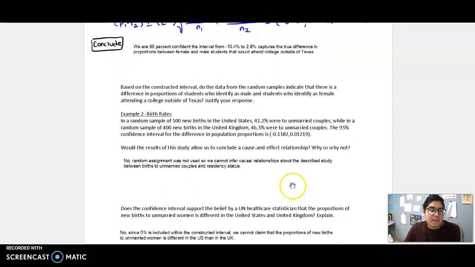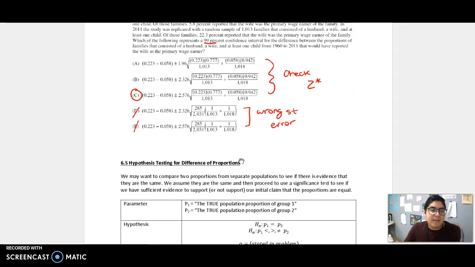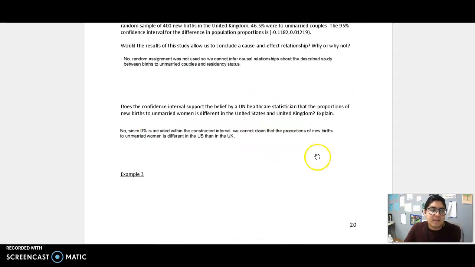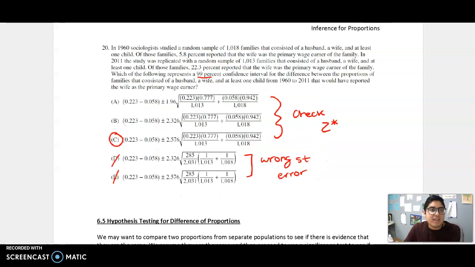Then next up, we look at the interval here. Well, no, since 0% is included within the constructed interval, we cannot claim that the proportions are different because the only way 0 would be in there is if they are the same. And then lastly, example 3 is exactly what I'm talking about in terms of what you'd expect to see on the AP exam. So when we look here, notice that I'm just finding the different proportions and then I'm just filling in the formula. So I'm not actually calculating, I'm just looking at what I'd expect it to be.